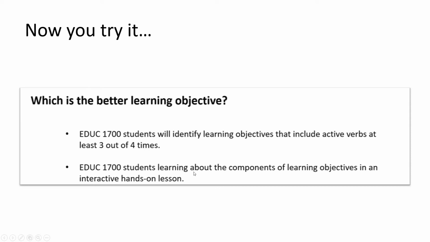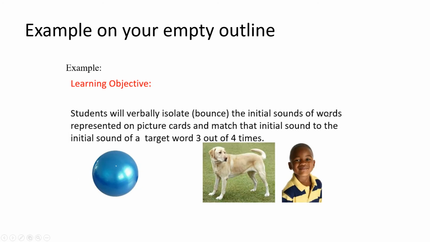Education 1700 students will learn about the components of learning objectives. Okay, we really can't see learning happening. We can see people choosing something or identifying something, but we can't see learning. So this has a verb that's hard to see or measure. The conditions of learning are okay, but there is no criteria for success. So the first one is the better learning objective.